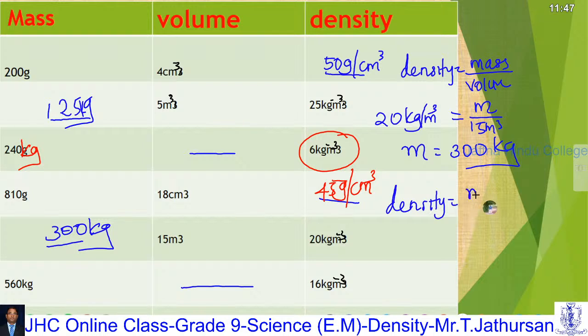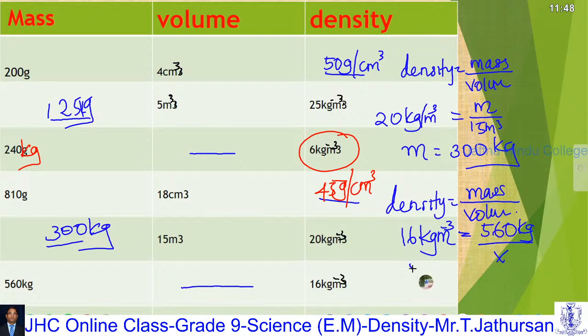Density equals mass over volume. Density is 16 kilogram per meter cubed, mass is 560 kilogram, over volume V. So V equals 560 over 16. Answer: V equals 35 meter cube.